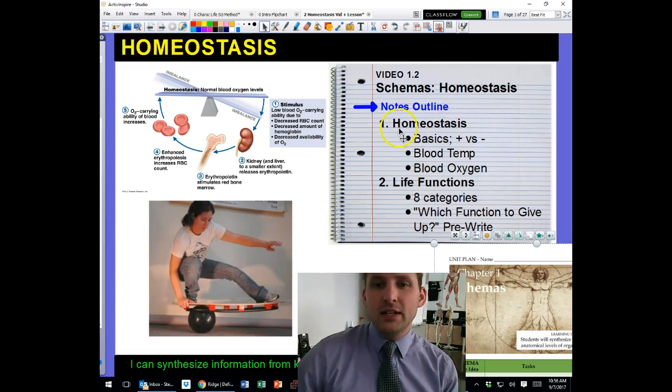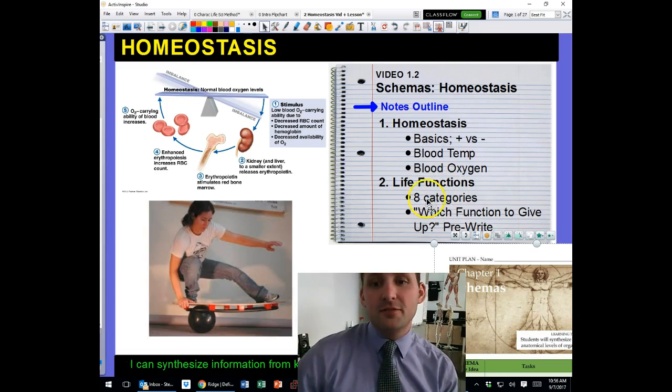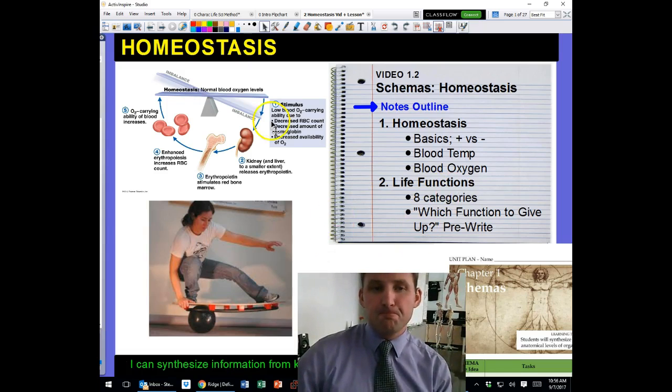So the basic outline is the first half we're talking about homeostasis, the basics, positive versus negative feedback loops. And we'll talk about two different types of homeostasis today, blood temperature and blood oxygen. And then I'll have you do a little pre-writing assignment over the 8 things that we need to do to maintain homeostasis, eight life functions that help us maintain homeostasis. So the big organizing theme though is still homeostasis.